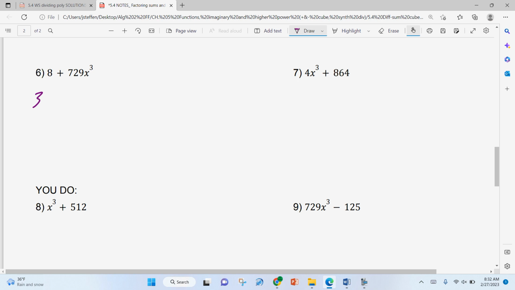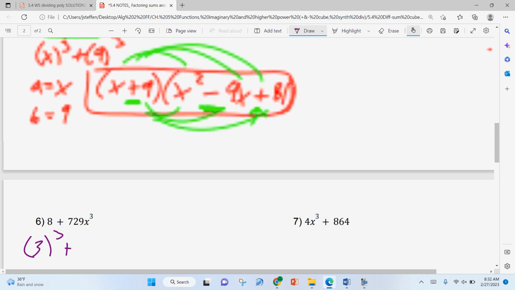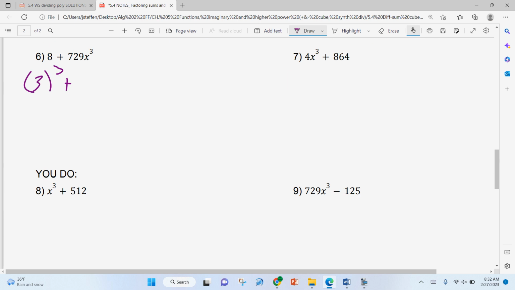8 is 3 to the third. 729 you just had. Is that 9? So this is 9x to the third. A is 3. B is 9x. And so I use that for your formula. 3, and then start with the plus. So it's 3 plus.